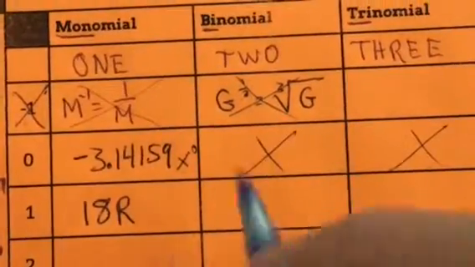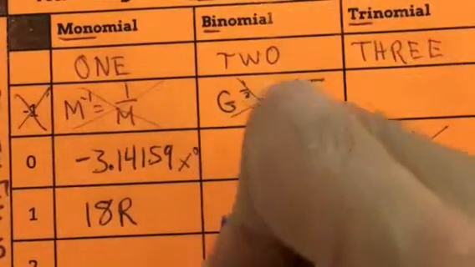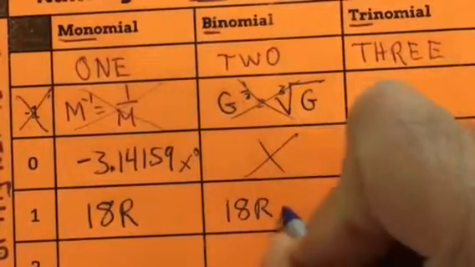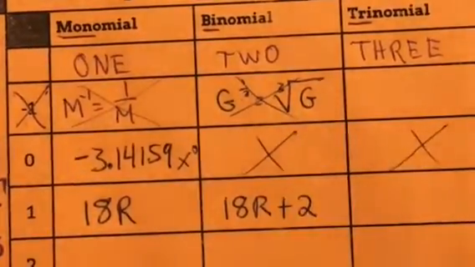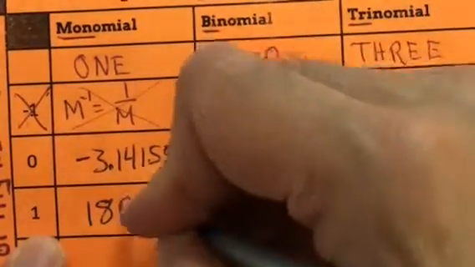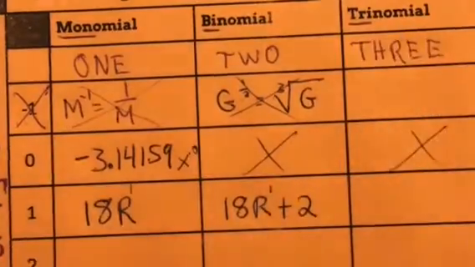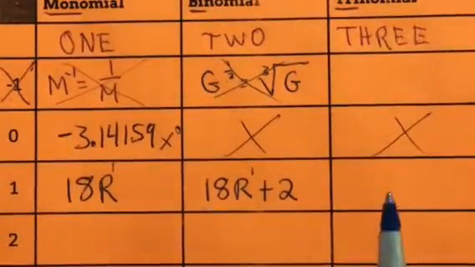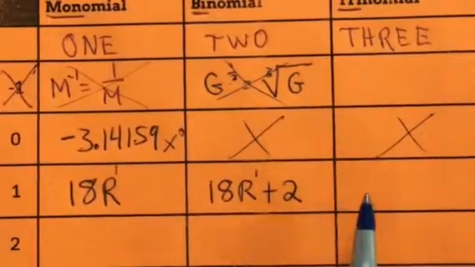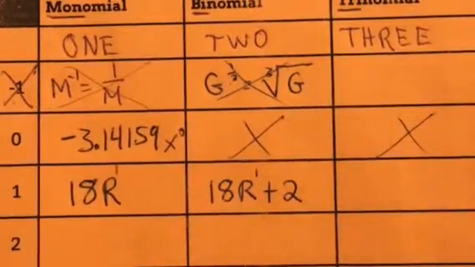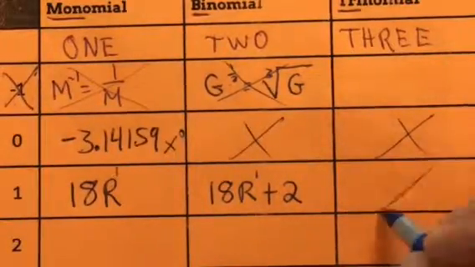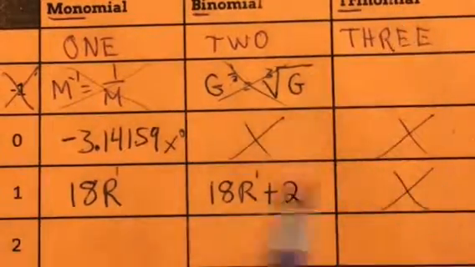Okay. A binomial might be 18r plus 2. I now have two terms. The highest power is 1. There's an invisible 1 right there, invisible 1 right there. I cannot write a trinomial unless I do something weird like x plus y plus z. That'll give me 3, but we're not going to deal with that. That's more like IM3. So I'm going to leave this blank. I cannot do a trinomial in degree 1.